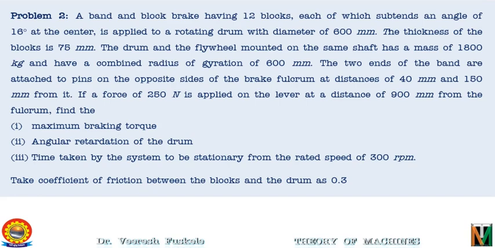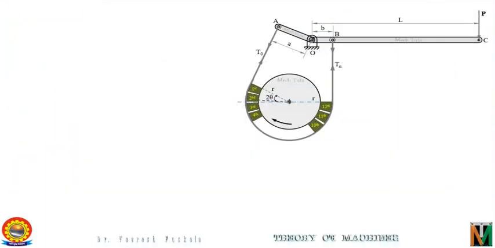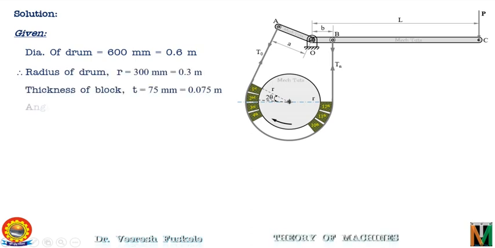So let's see what will be the solution of this problem. This is how the band and block brake will look. It has 12 blocks. The distance from the end A to the fulcrum is A, and the distance from the end B to the fulcrum is B, and the distance of the point at which the force P is applied from the fulcrum is L. Now let's see what is given to us. Diameter of the drum is 600 mm, that is 0.6 meter. So the radius of the drum will be 0.3 meters.